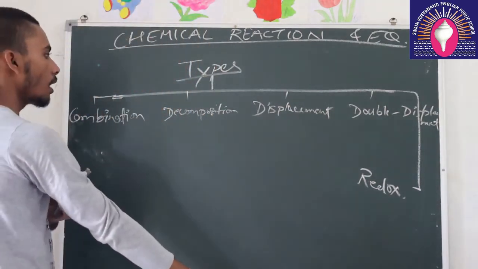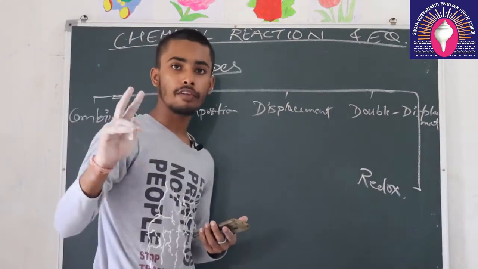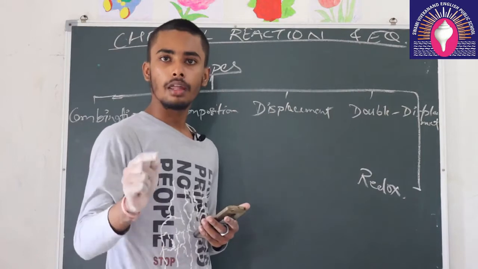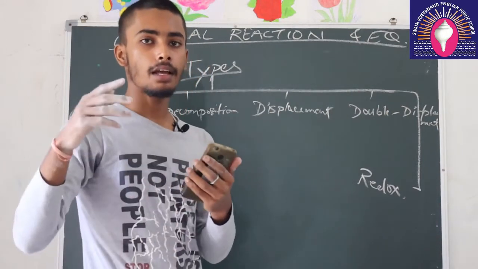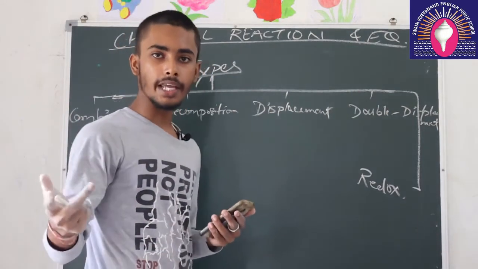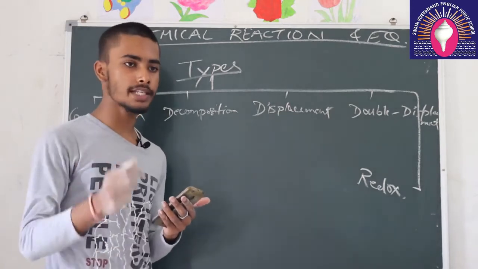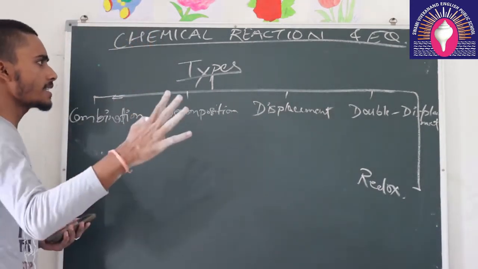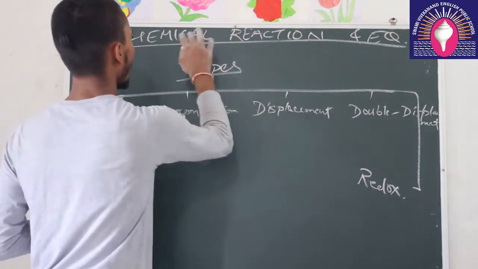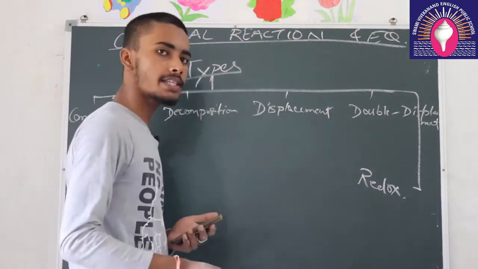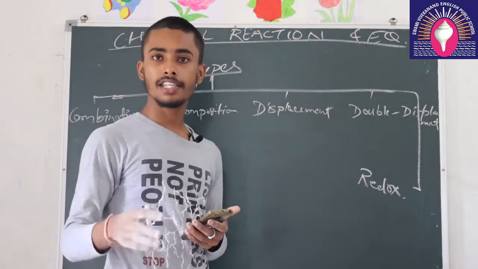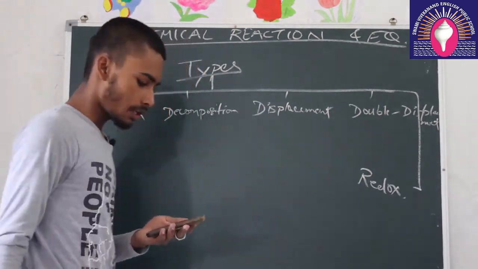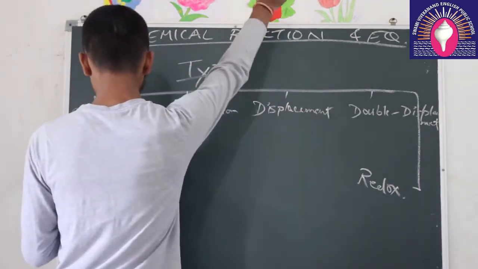In the first lecture we studied the results of chemical reaction. The two results were change in nature and identity. We also studied the four changes that take place due to chemical reaction: change in state, change in color, evolution of gas, and change in temperature.